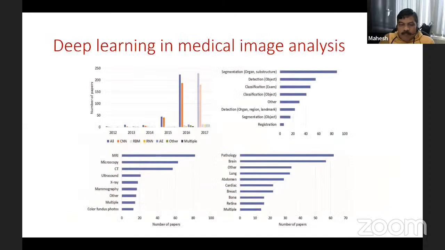I have collected some papers also, and based on that, we can have these statistics. You can see here 2012, 2013, 14, 15, 16. From 16 onwards, there is a lot of use of deep learning in medical image analysis. A large number of papers were published in 2016, then 17, and now people are still publishing. So this is the trend.